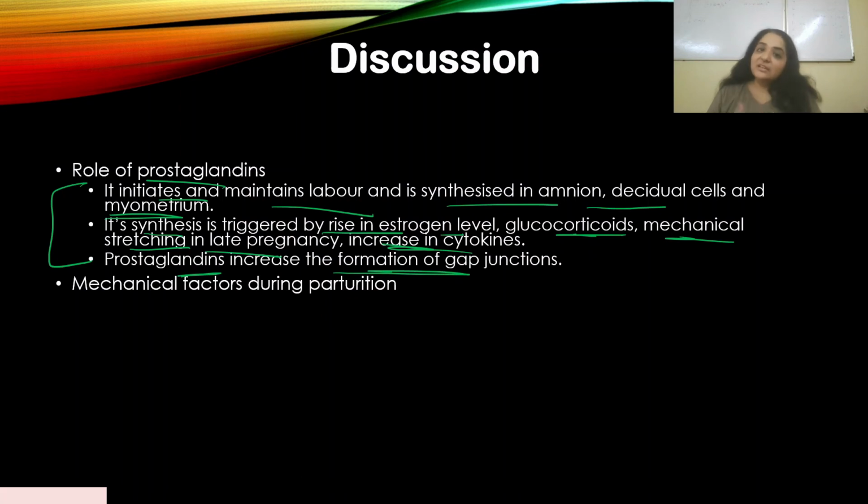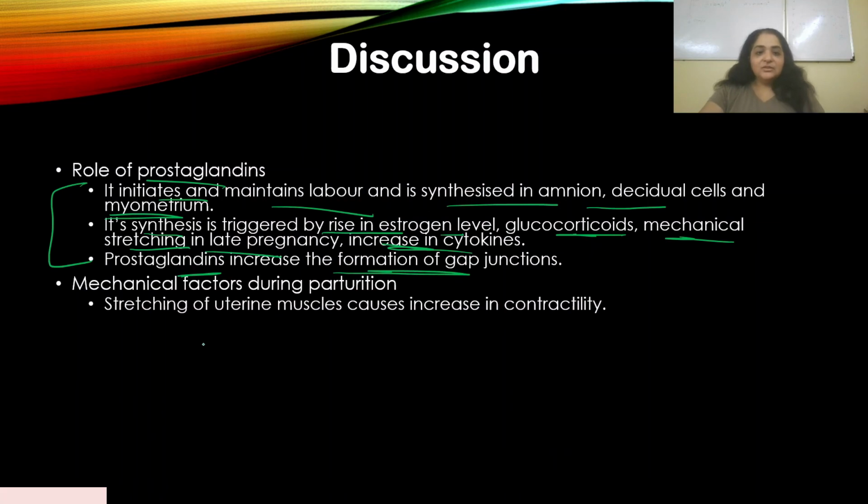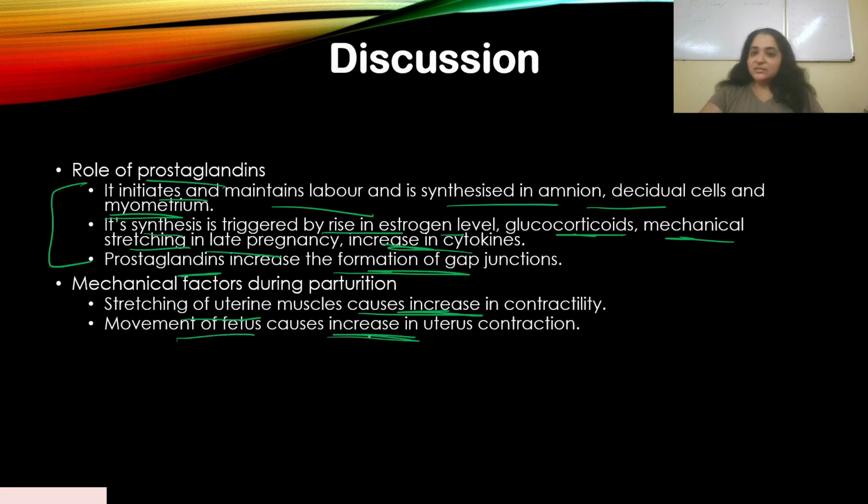But now there are mechanical factors also involved during parturition. What are they? The stretching of uterine muscles causes an increase in contractility. So every time the uterine muscles stretch, there is an increase in contraction. The movement of the fetus also causes an increase in uterine contraction. The fetus is moving out, it wants to come out, so its movement also increases contractility. These are all mechanical factors that are involved, apart from the endocrine ones.